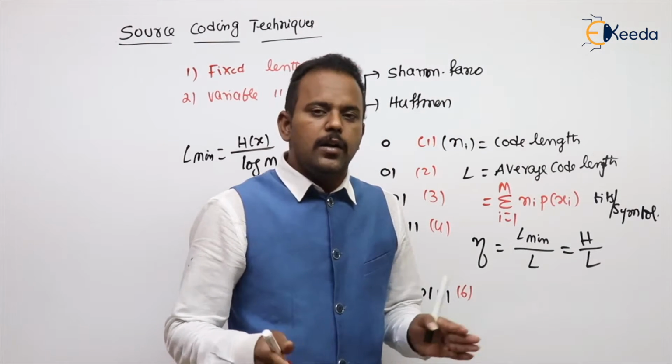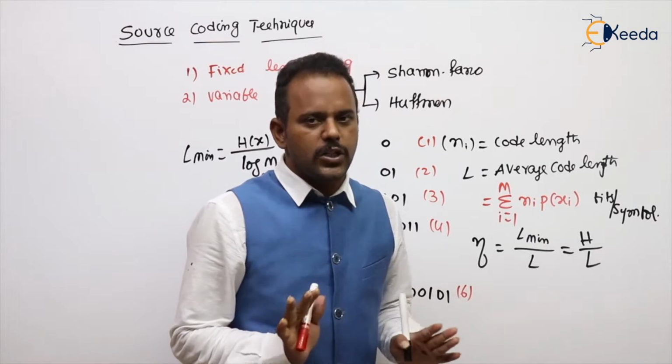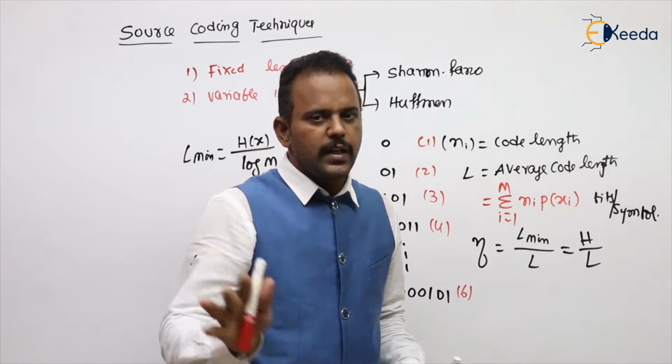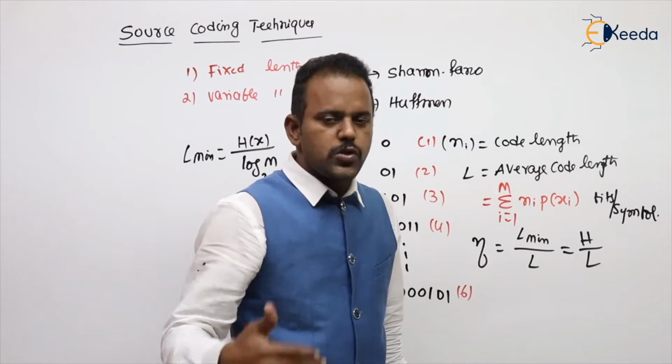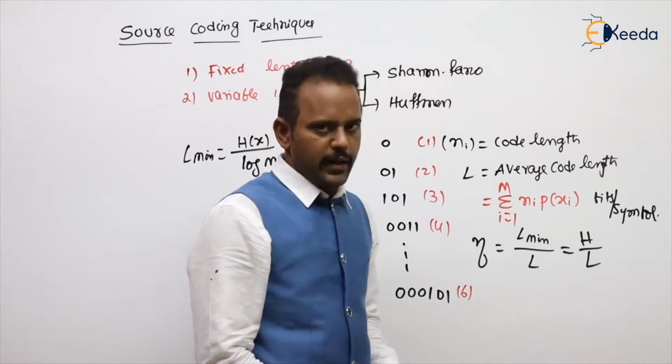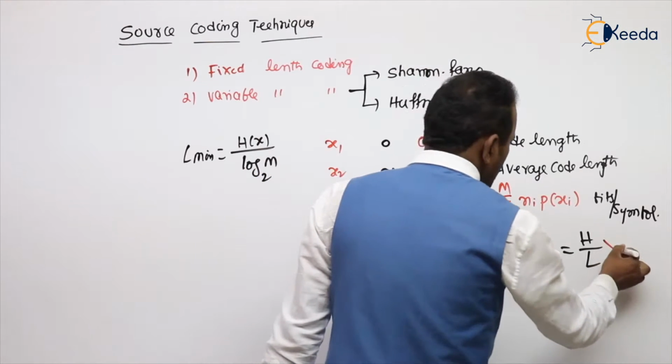If they mention it, you take that. Generally, if not mentioned, it means the M value is 2. If not given, M is 2. So log M base 2, so log 2 base 2 is 1. So that's why I'm not writing it. If you want the percentage, multiply into 100.